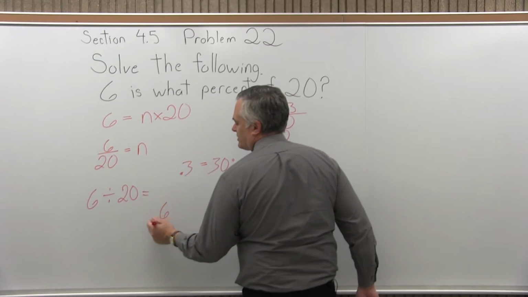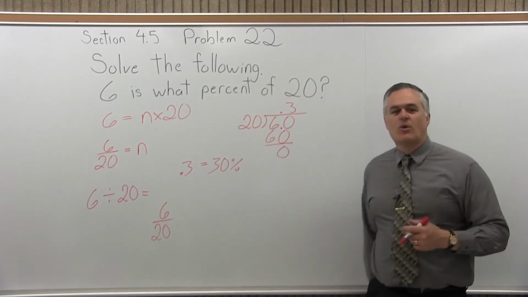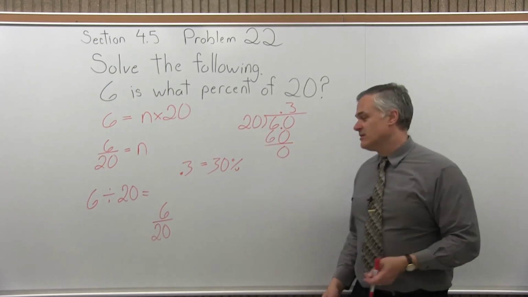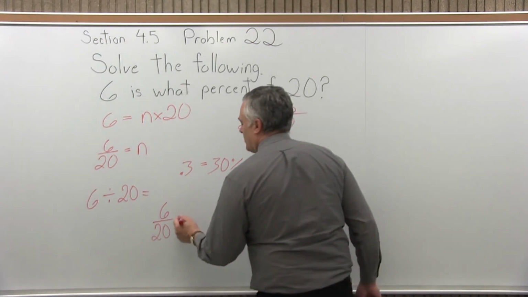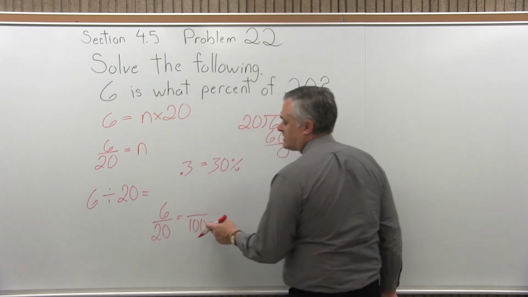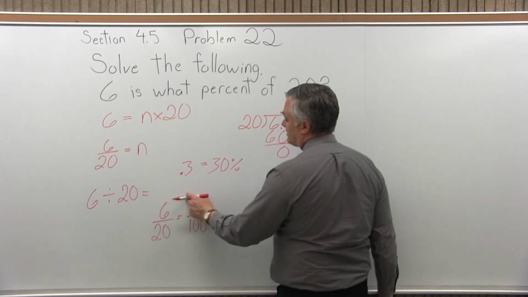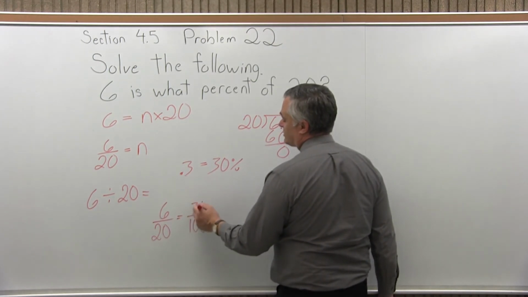Notice when I had 6 over 20, one of the tricks I like is if you can make the denominator a 100, the numerator is the percent. So I can make the denominator a 100 by multiplying the denominator times 5. 20 times 5 is 100. If you do that, you have to do the numerator times the same amount. So the numerator is 6 times 5. 6 times 5 is 30.